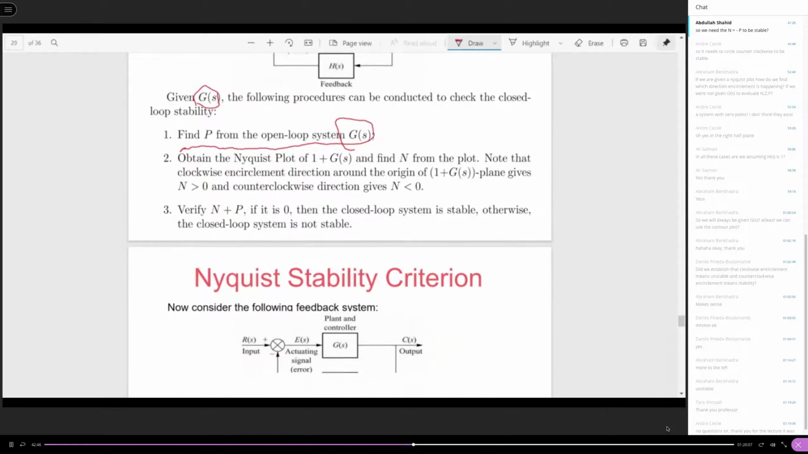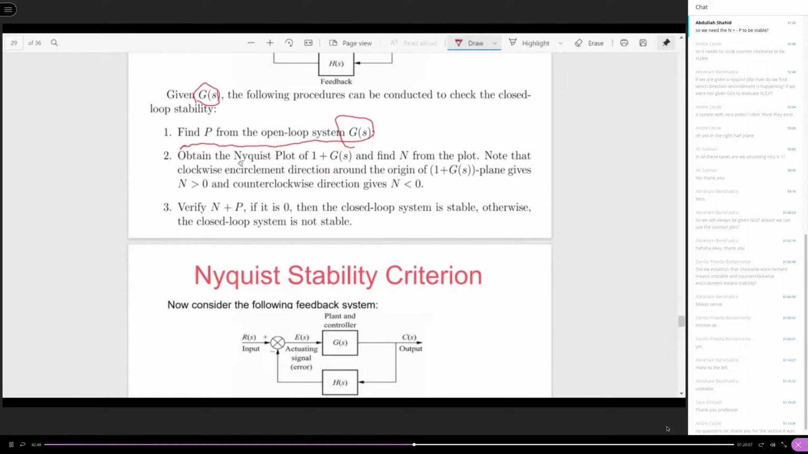Step 2 is to draw the Nyquist plot. The purpose of drawing the Nyquist plot is that we want to find the information of N from the plot. I don't care about the shape; once again, I only care about the encirclement. Once you draw the plot, N is going to be the net encirclement around the origin. This is the perfect information we needed, so we can identify N from the plot.